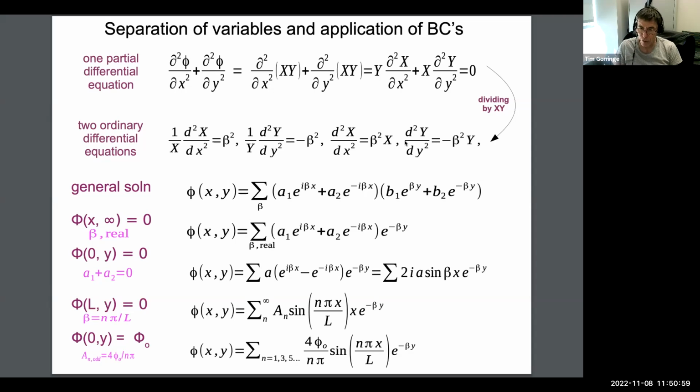Now, these two equations here, they have well-known solutions. So the solutions of equations where the second order differential of a function is in proportion to the function or in negative proportion to the function are well known to us.